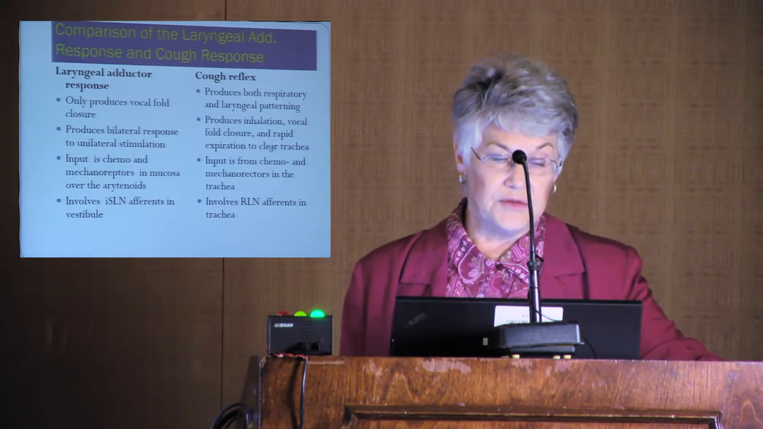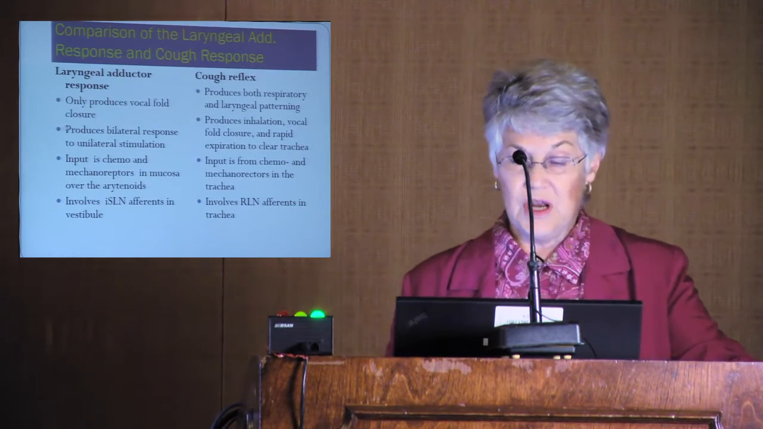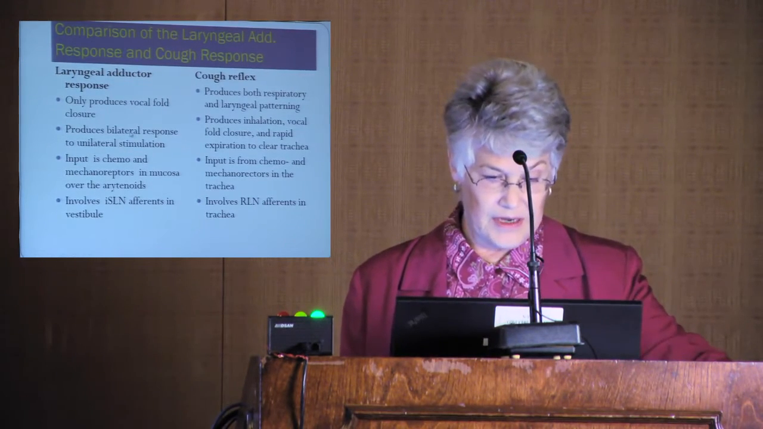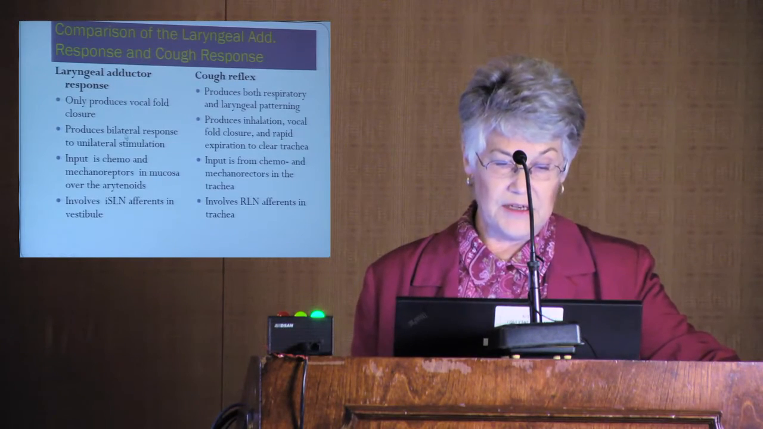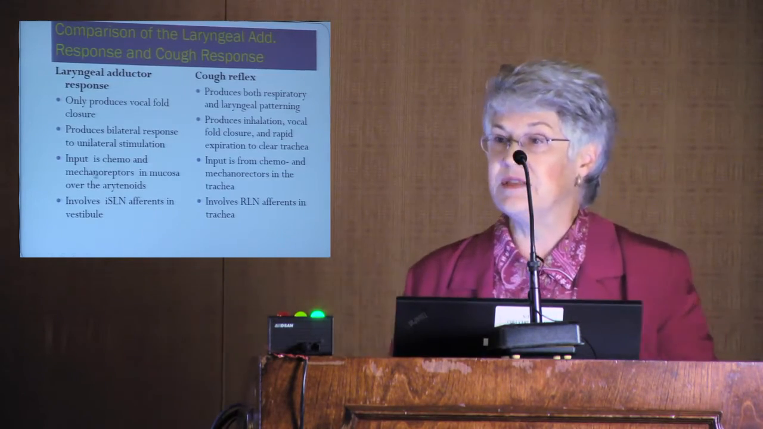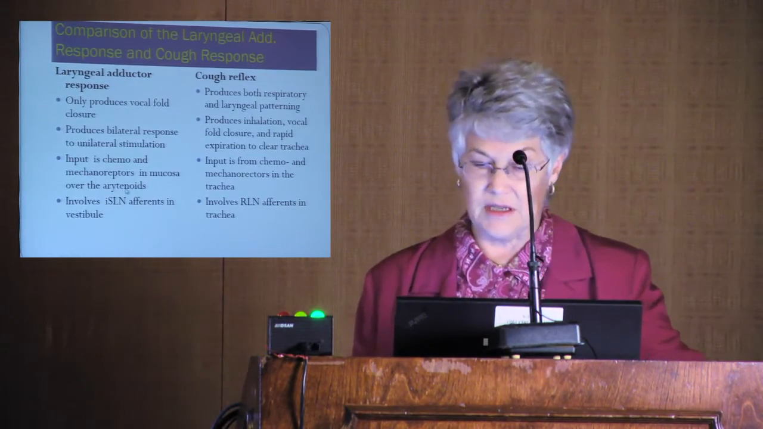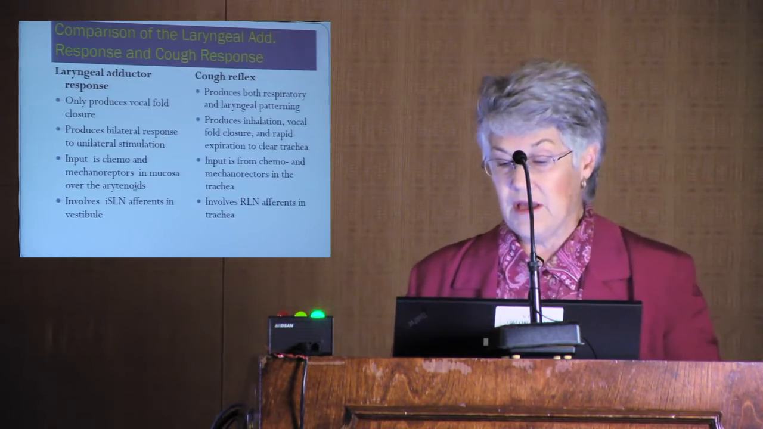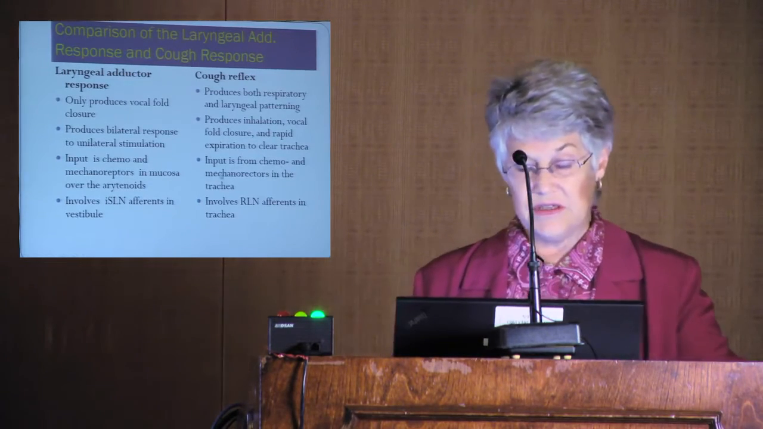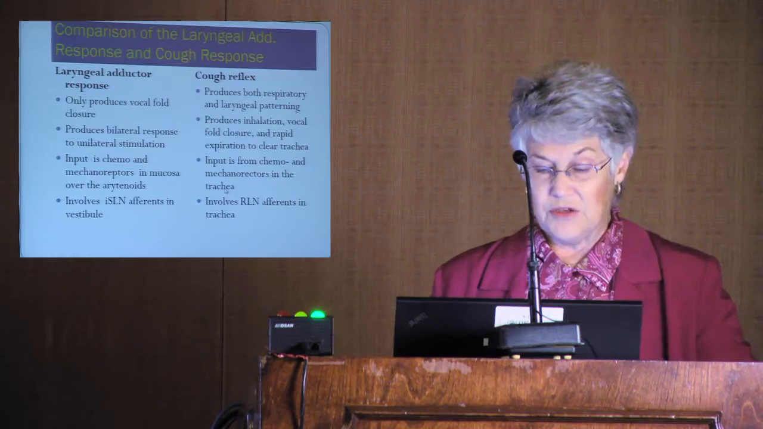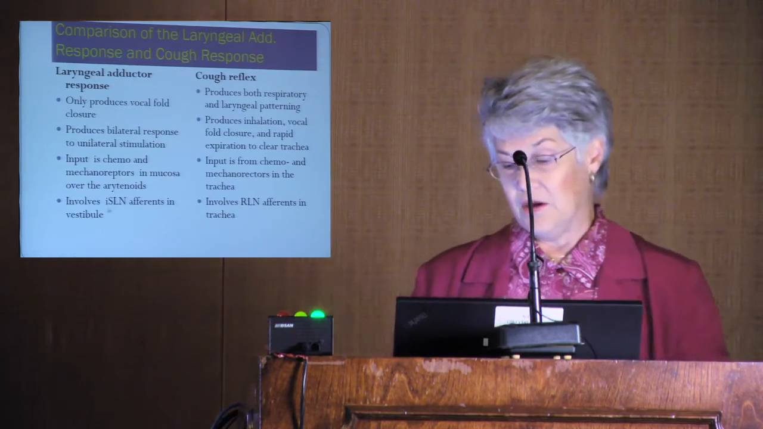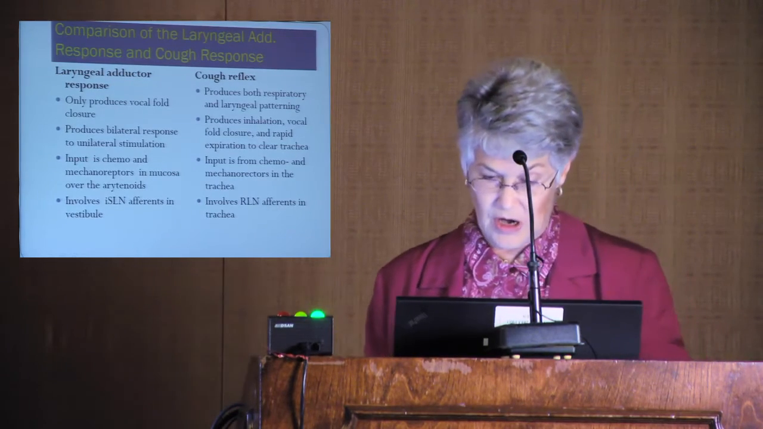The laryngeal adductor response occurs to unilateral stimulation. So again, it is a bilateral response affecting both sides of the larynx. The input to the laryngeal adductor response are mechanoreceptors in the mucosa over the arytenoids. These depend on pressure changes and chemical changes in the larynx. The input to the COFF response includes both chemical receptors and mechanoreceptors in the trachea. So these have different sources. The internal branch of the superior laryngeal nerve produces the laryngeal adductor response. The recurrent laryngeal nerve produces the COFF response.